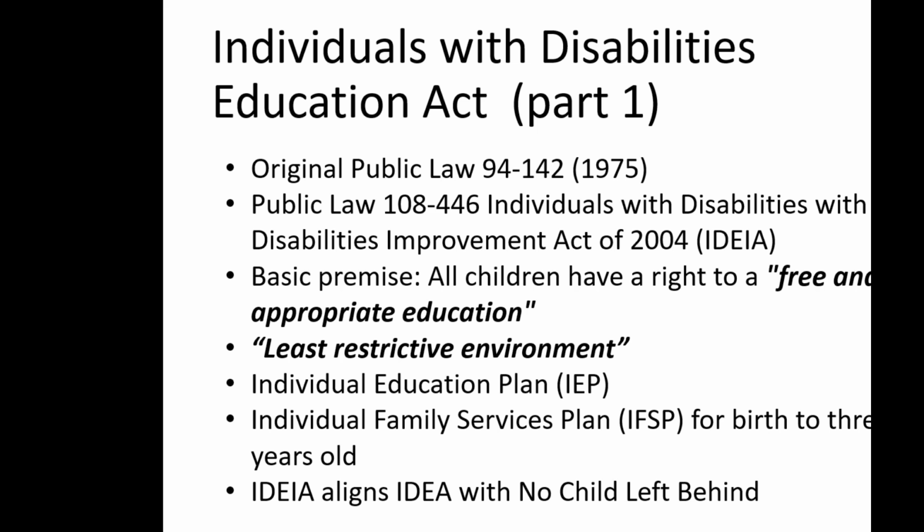An IEP is developed to describe the current educational performance and outlines their specially designed instructions and supplemental services needed, such as sensory breaks, the use of assistive technology, whether they're going to be in an inclusive classroom. The IEP also sets goals that are measurable to track progress and interventions, and requires the child with a disability to be educated with their peers to the maximum extent appropriate in the least restrictive environment.